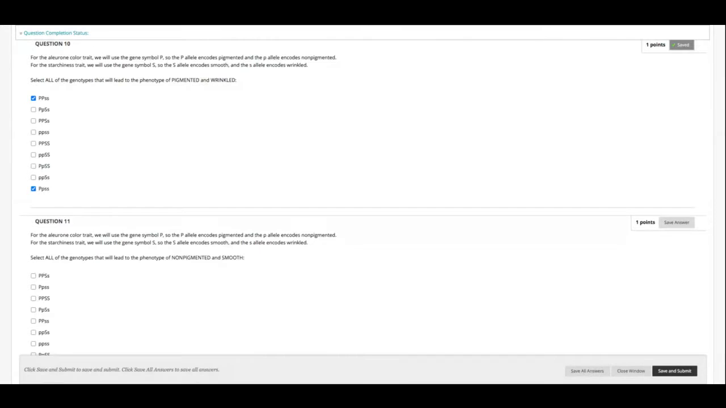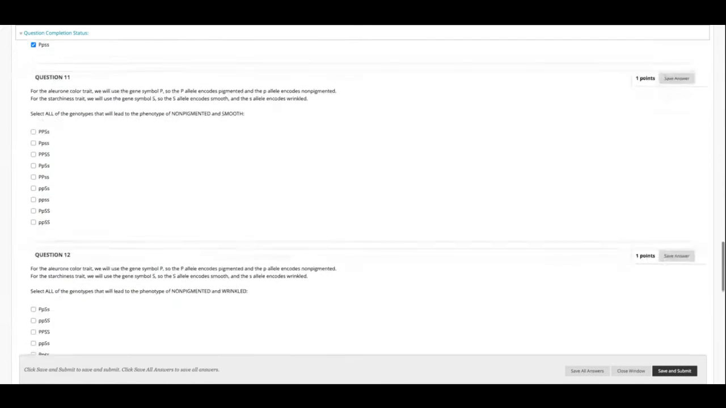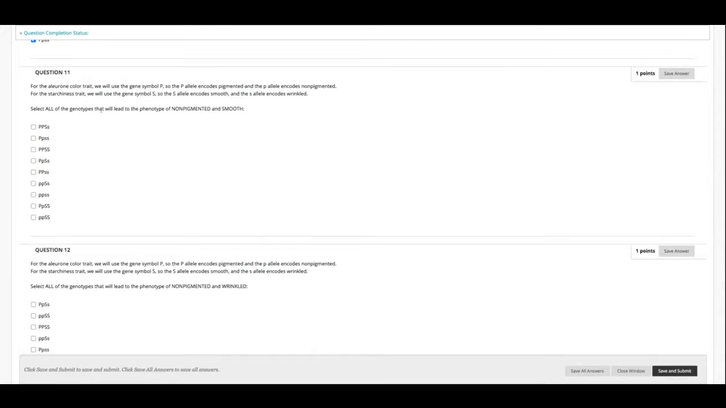Yep. Two of them. All right. Cool. Next. All of the genotypes that will lead to the phenotype non-pigmented, so that is little p, and smooth is at least one big S. Miss Teasley says little p, big S, little s, and then little p, big S, and Miss Strakeford agreed.